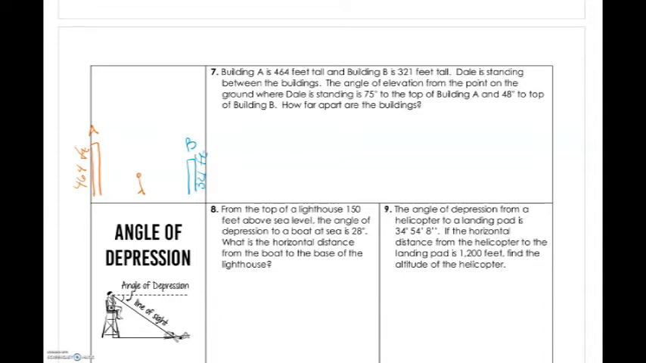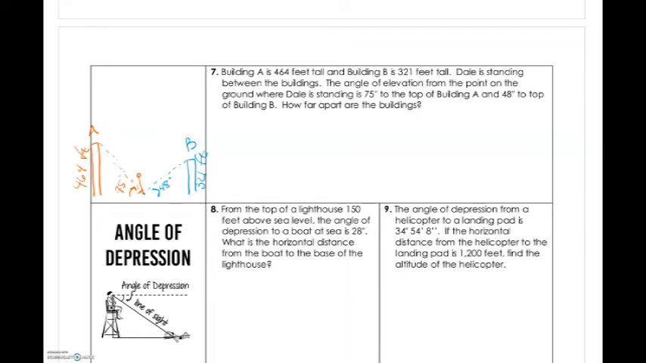Now, I'm also told the angle of elevation from where Dale is standing. And notice it says the angle of elevation from the point on the ground where Dale is standing. So we're not having to worry about how tall is Dale and figure out his eye level subtracted from the building or whatever. It says from the ground. So that means for building B, I've got this line here. And that angle is going to be 48 degrees. And for building A, I've got a similarly dotted line, and that angle is 75 degrees.